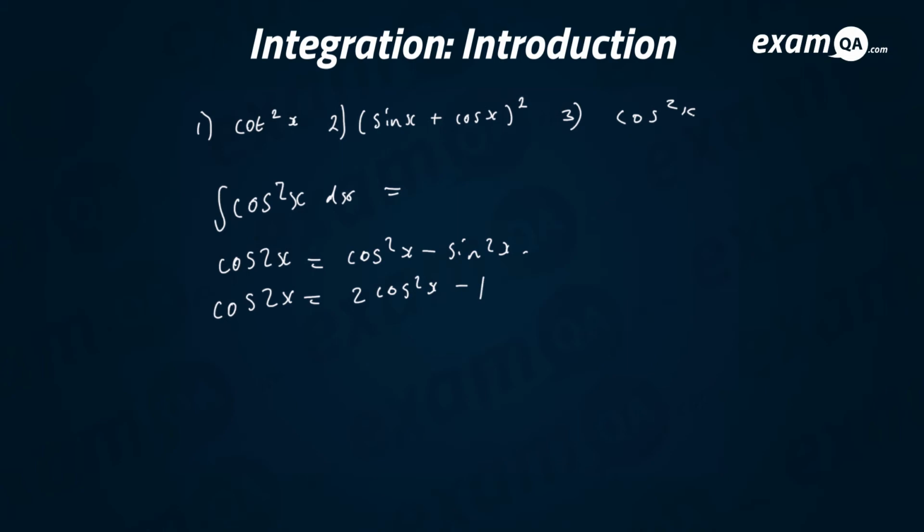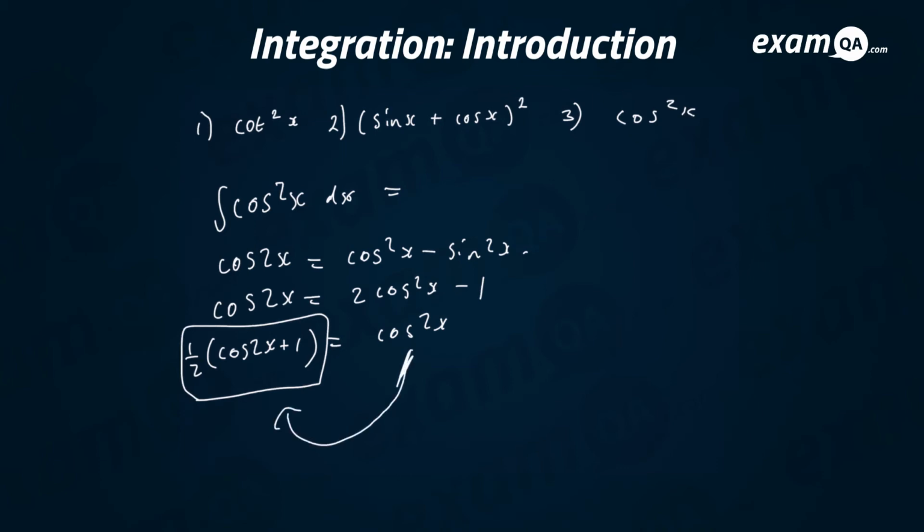Okay. Now let's make cos squared x the subject. Cos squared x equals (cos 2x plus 1) divided by 2. This is very easy to integrate. So instead of using cos squared x, we just changed it to this.